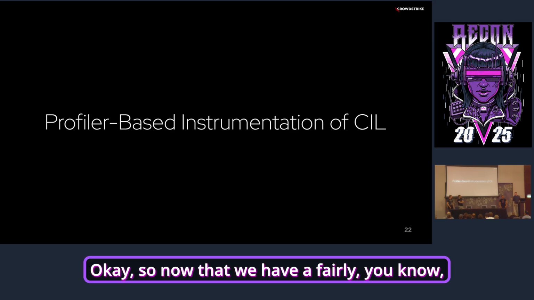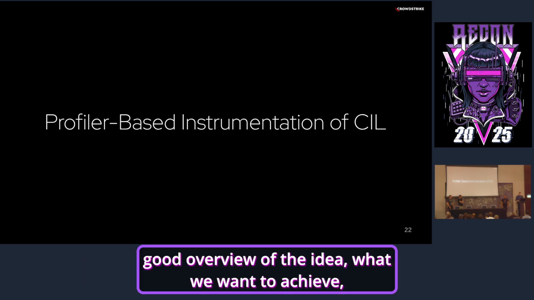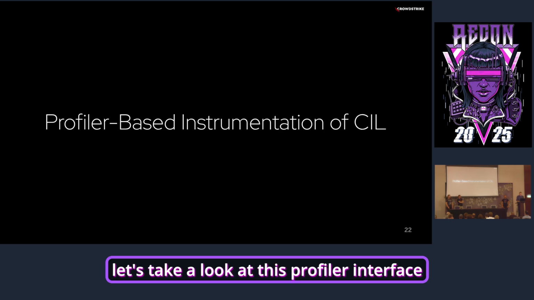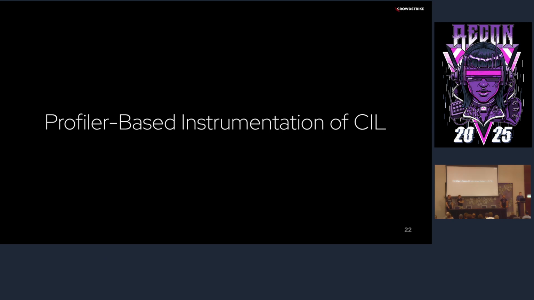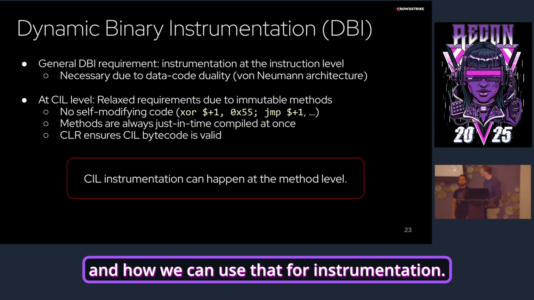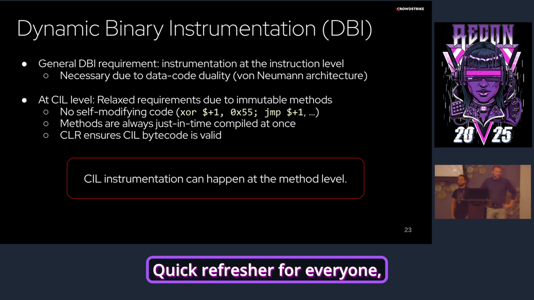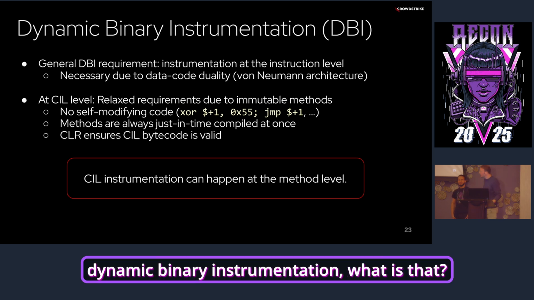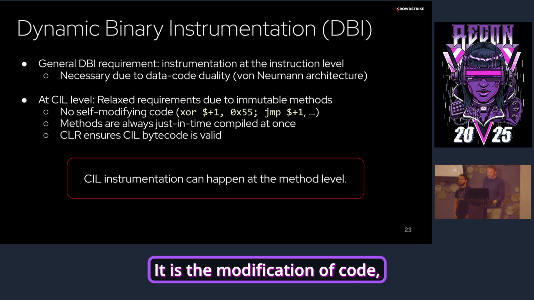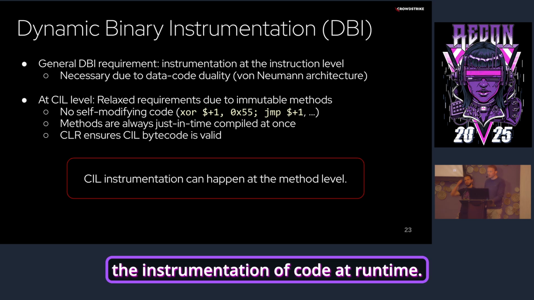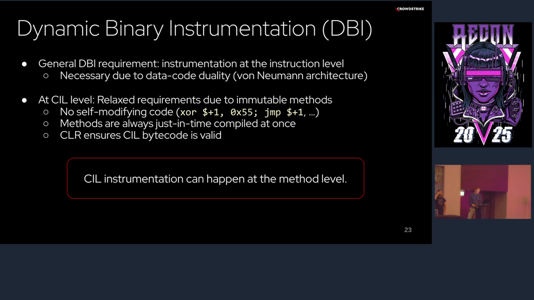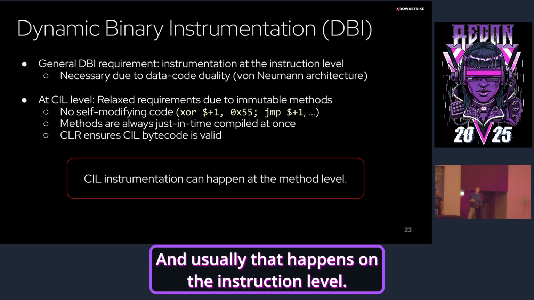Okay, so now that we have a fairly good overview of the idea, what we want to achieve, let's take a look at this profiler interface and how we can use that for instrumentation. Quick refresher for everyone, dynamic binary instrumentation, what is that? It is the modification of code, the instrumentation of code at runtime. And usually that happens on the instruction level.